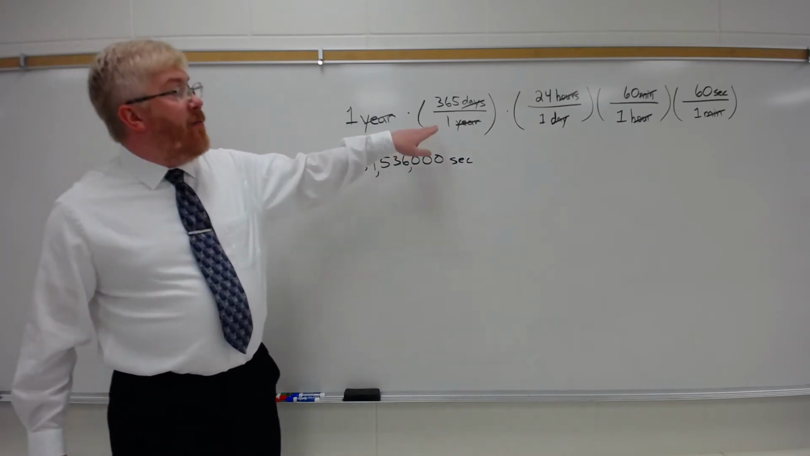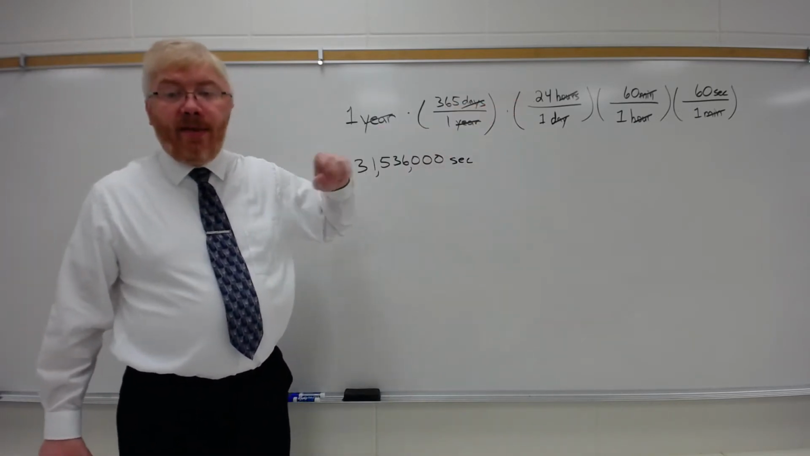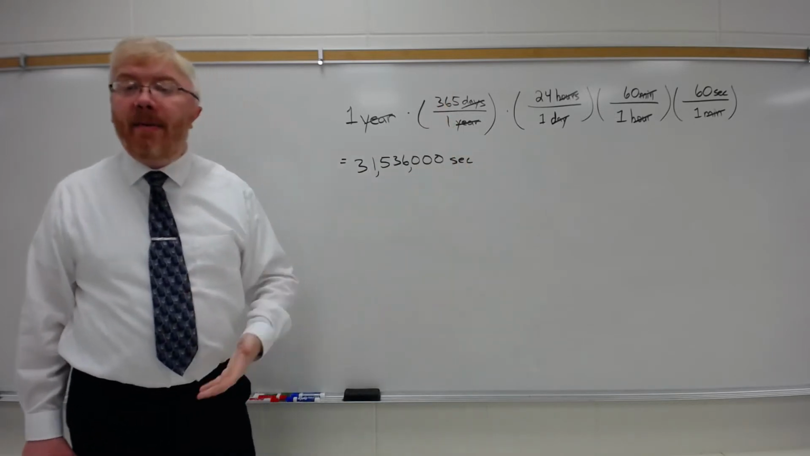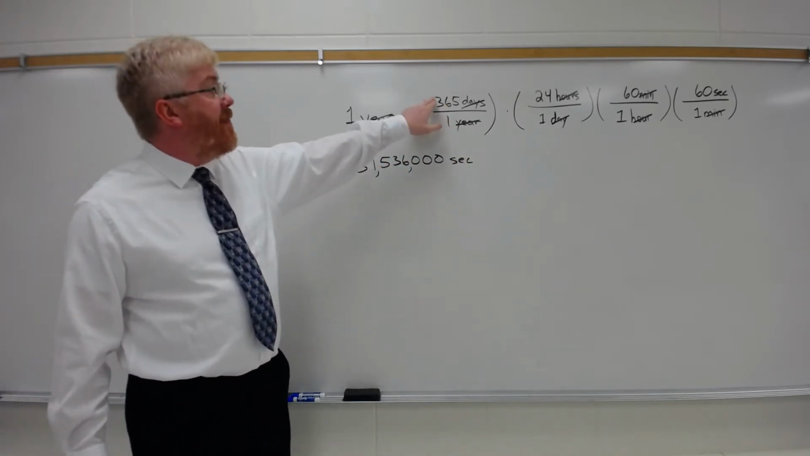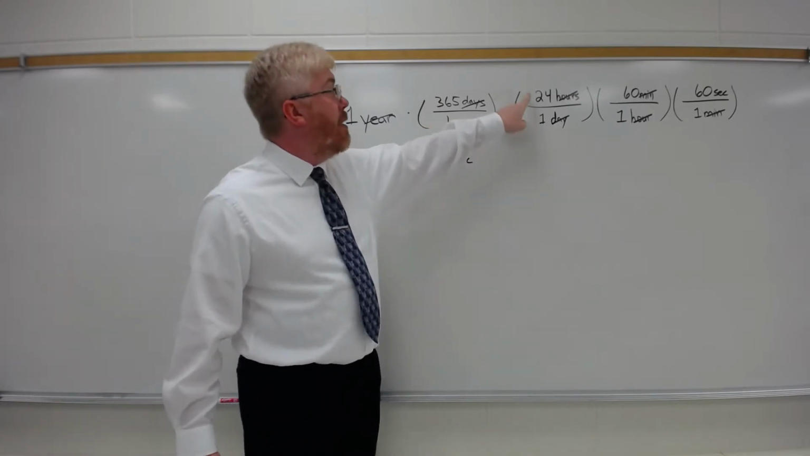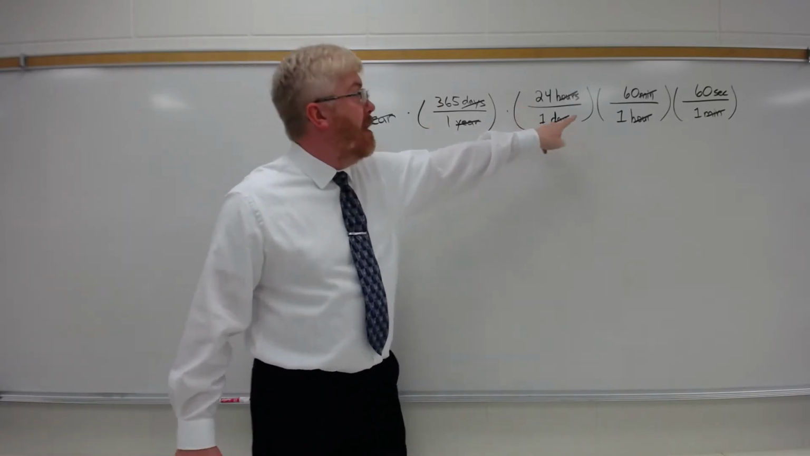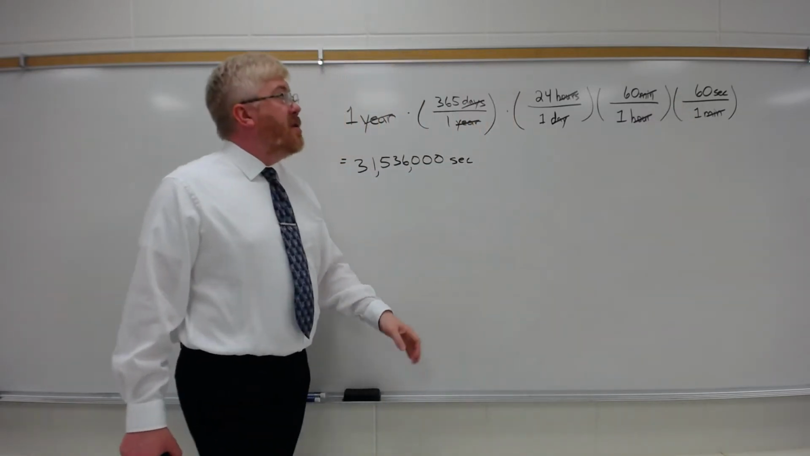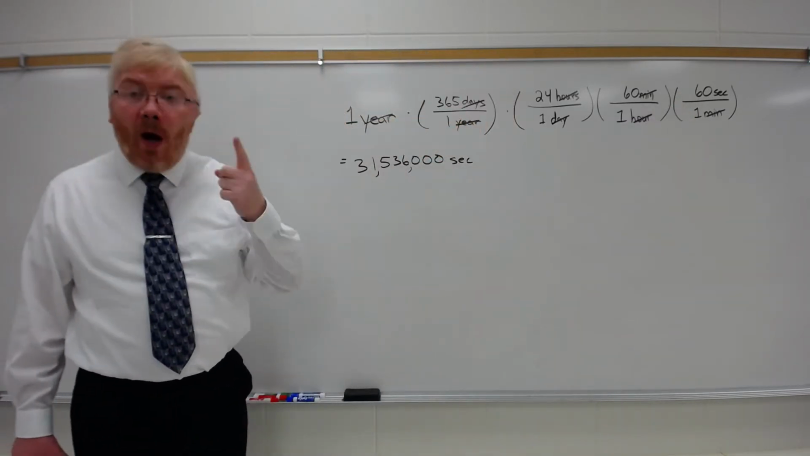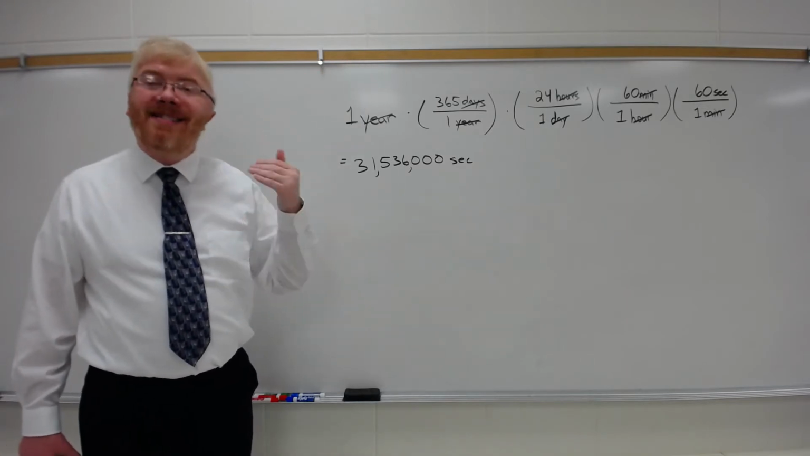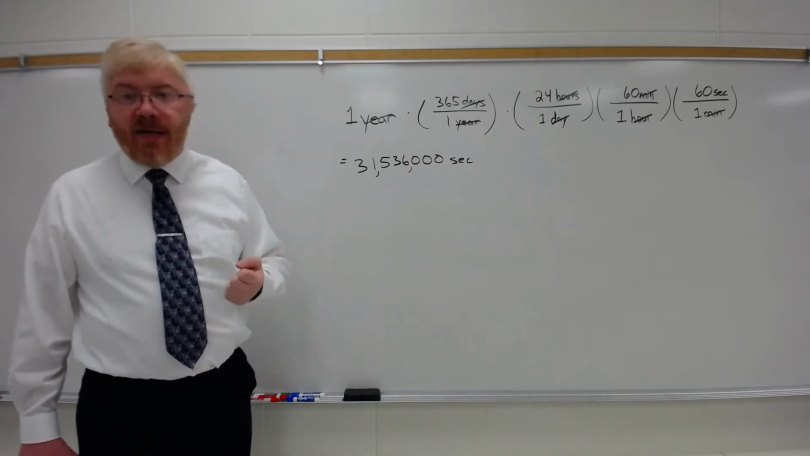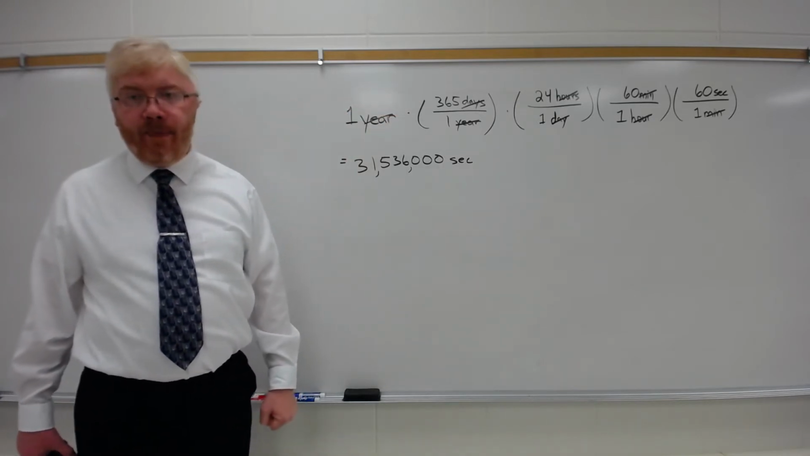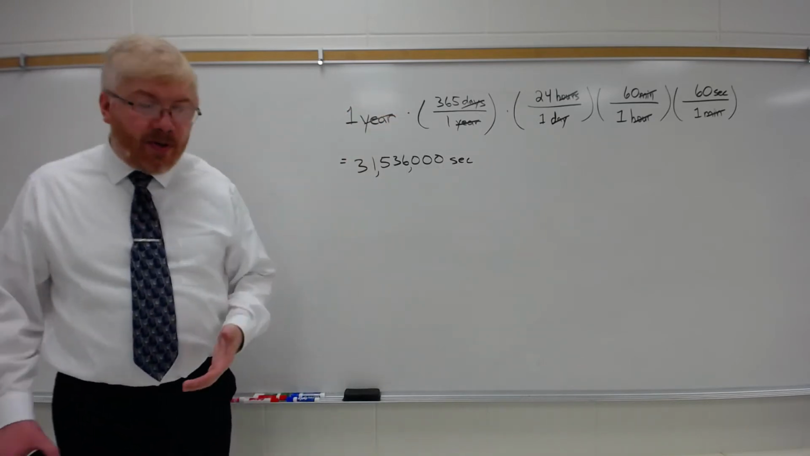See how every time I multiplied something with parentheses, each set of parentheses was equal to 1 because the numerator and the denominator were the same measurement. 365 days is 1 year. 24 hours is 1 day. 60 minutes is 1 hour. 60 seconds is 1 minute. So as long as you set up those ratios equal to 1, where the numerator and the denominator are the same measurement, just using different units, you can convert between units. Now this works with multiple units as well.